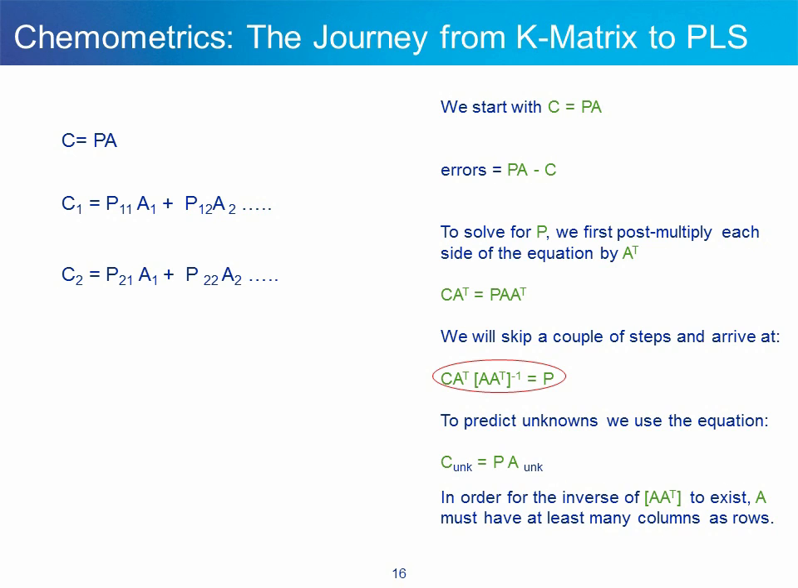Now, the matrix math imposes a requirement on us. In order for the inverse of A times the transpose of A to exist, A must have as many columns as rows. Because A has one column per each sample and one row per each wave number value, this means that we will need at least as many samples as wave number values in order to compute the calibration matrix.